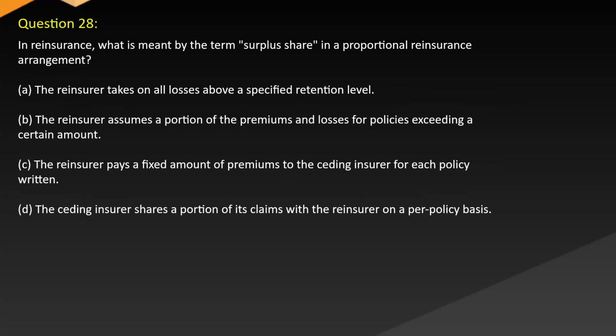Question 28. In reinsurance, what is meant by the term surplus share in a proportional reinsurance arrangement? A. The reinsurer takes on all losses above a specified retention level. B. The reinsurer assumes a portion of the premiums and losses for policies exceeding a certain amount. C. The reinsurer pays a fixed amount of premiums to the ceding insurer for each policy written. D. The ceding insurer shares a portion of its claims with the reinsurer on a per policy basis.